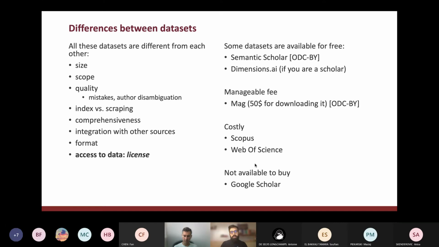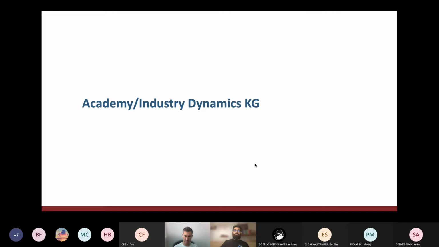If you try to scrape them, you will see police under your door. I'm kidding, of course, but they won't allow you, because they are very good in determining when someone is trying to steal their data. They have very nice algorithms. People tried and they failed, so there's no point in doing it. So now that I've given you a very wide overview on scientific knowledge graphs, I can move into AIDA, which stands for Academic Industry Dynamics Knowledge Graph.